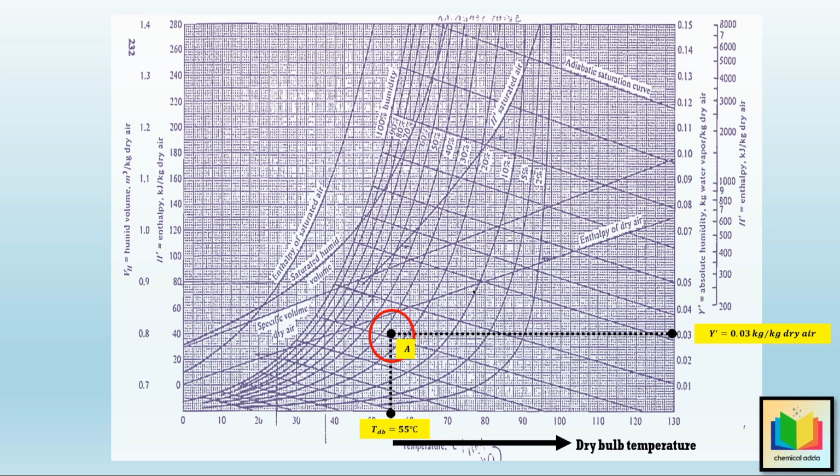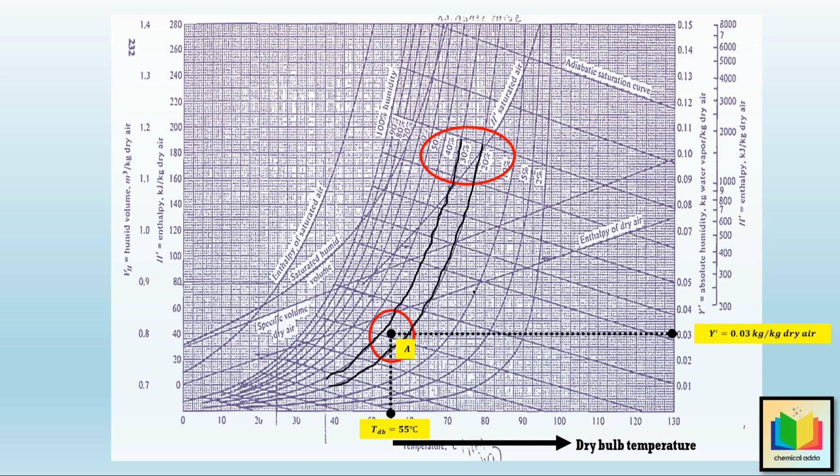Now, look closely at point A. It doesn't lie exactly on one of the curved lines for percentage humidity. Instead, we can see that point A lies between two curved lines corresponding to constant percentage humidity of 30% and 20%. This means the percentage humidity is somewhere between 30% and 20%, but we can't determine the exact value directly from the chart. So to find the exact percentage humidity, let's use a formula.